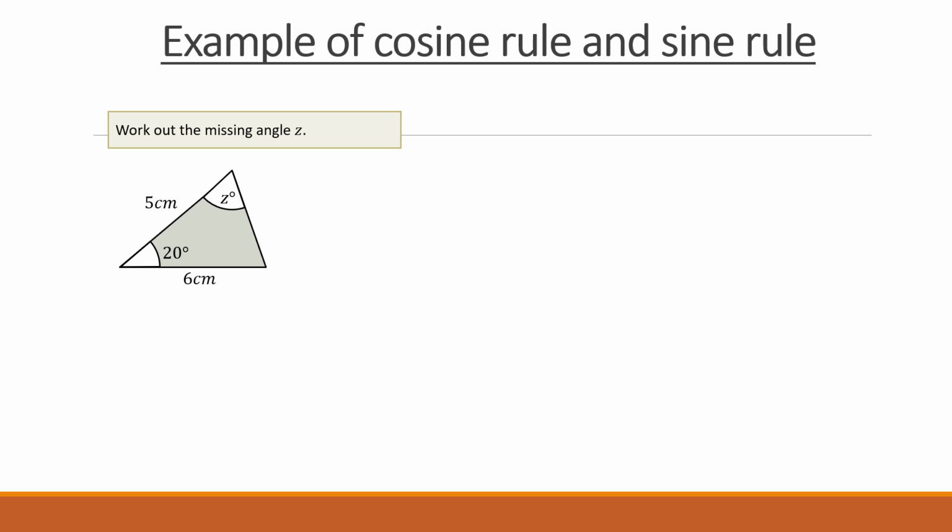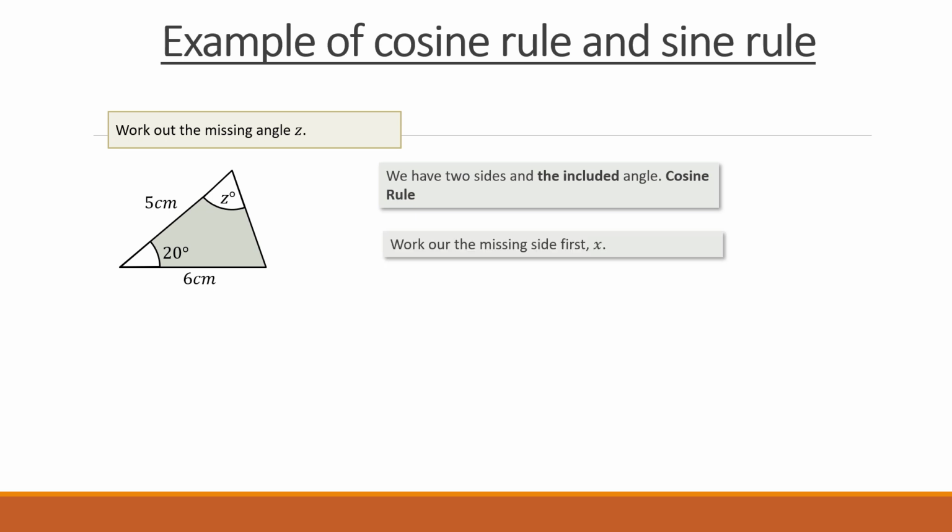Okay, let's have a look at the next question. This is an example of using the sine rule and the cosine rule together. The exam board likes to try to implement both into one question. So we have two sides and an angle in the middle. We could work out the missing side first, and let's call that x, because that will help us using the cosine rule.